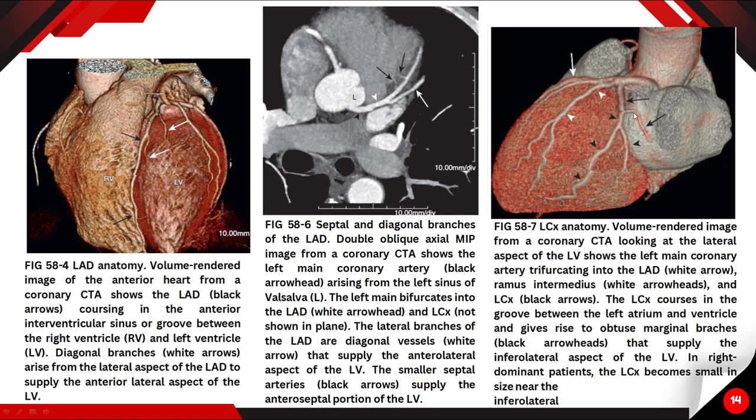This is the volume rendered image of CT coronary angiography showing the left main coronary artery arising from the left coronary sinus and ramifying into three branches. This is the left anterior descending branch, and this is the left circumflex branch, which traverses between the left atrium and the left ventricle, and this is the first obtuse marginal branch, this is the second obtuse marginal branch, and this is the ramus intermedius branch.